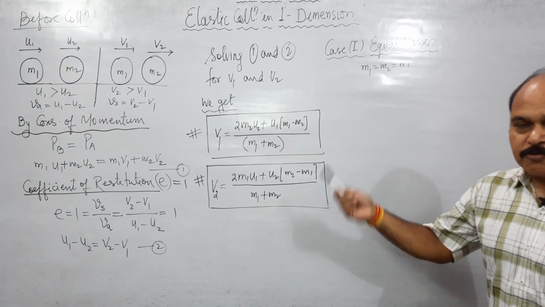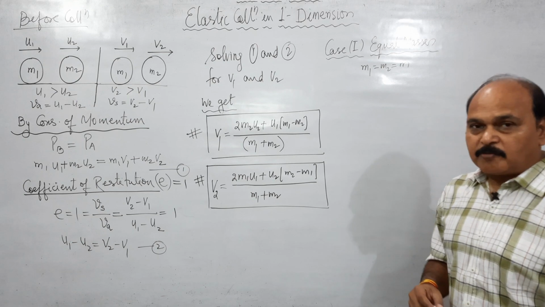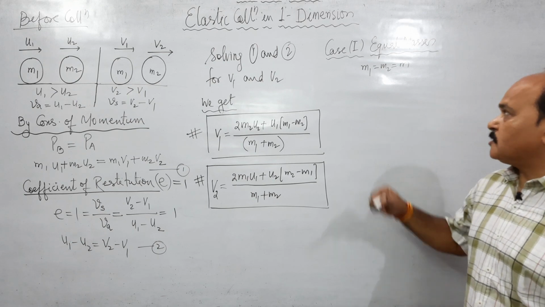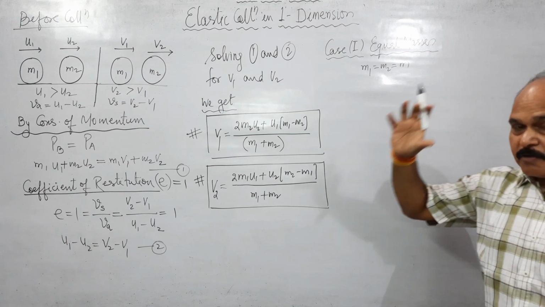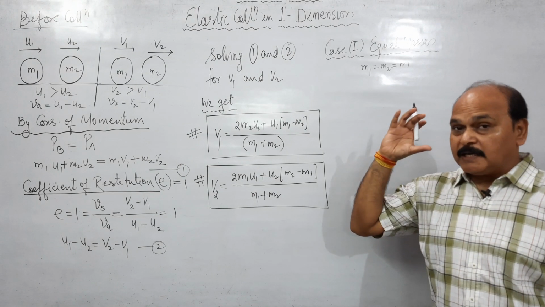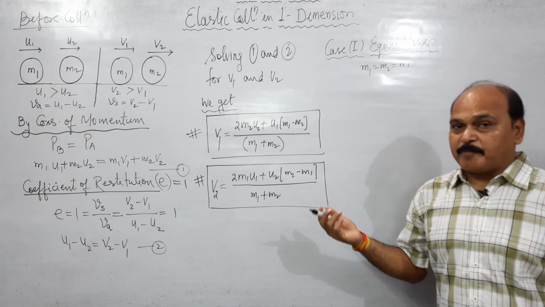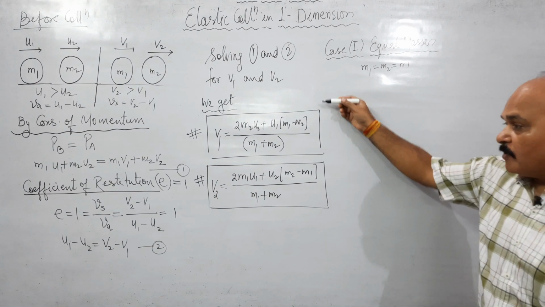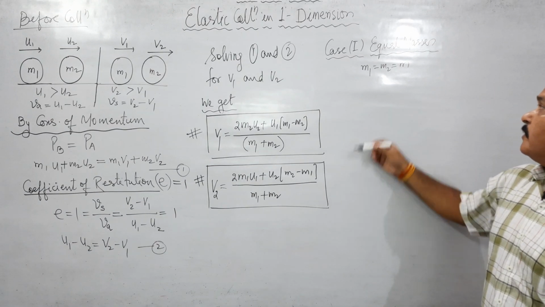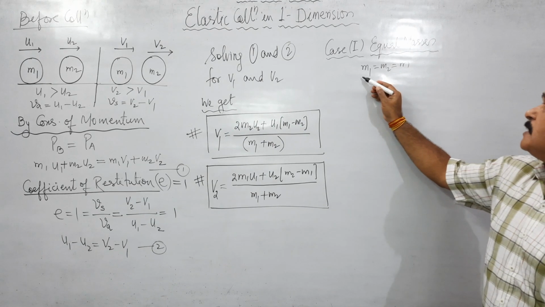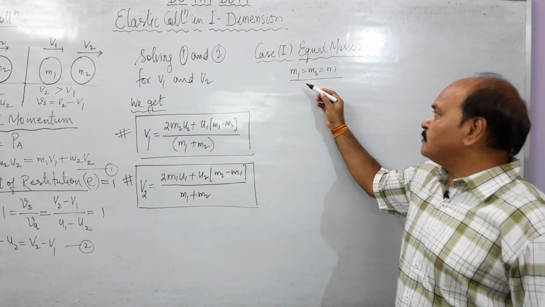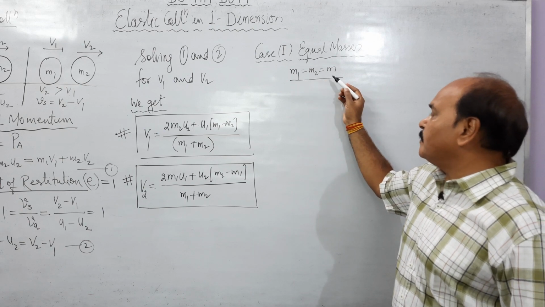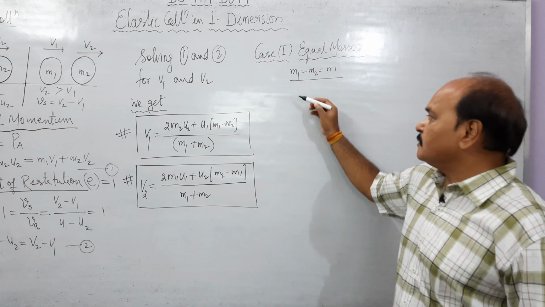Children, there are three situations which I am going to discuss now. Situation 1 is equal masses. If bodies of equal masses collide elastically, then what happens? Let us find out from these equations. Well, if the masses are equal, m1 is equal to m2 is equal to m. Let us substitute m1 equal to m2 equal to m in these two equations.